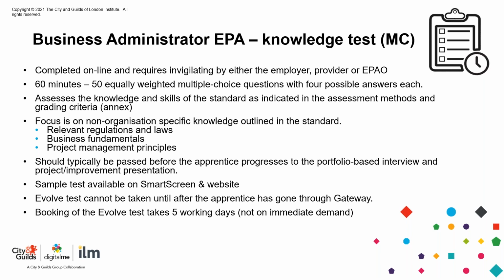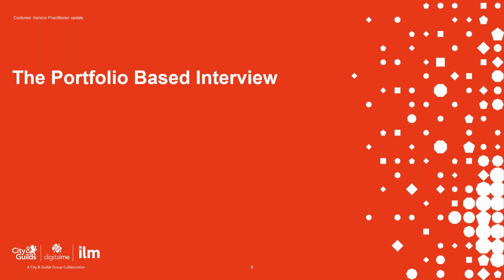So please do remember then that the knowledge test cannot be sat by the apprentice until they've successfully gone through Gateway, and that the Evolve test can't be sat immediately, as there is a 5-day wait time to ensure that the learner has been on programme for a sufficient period of 366 days.